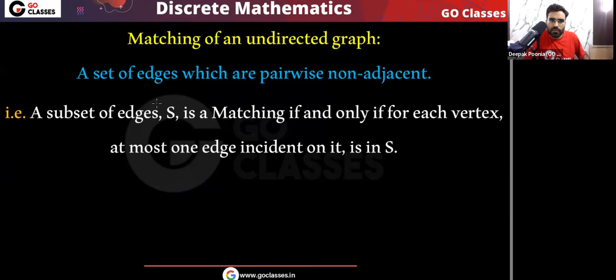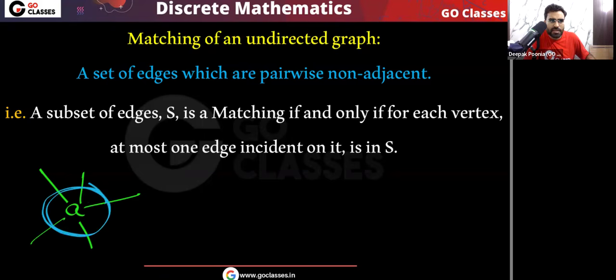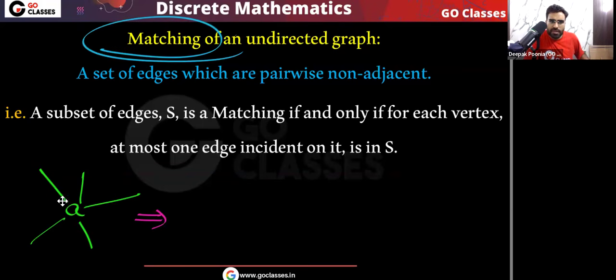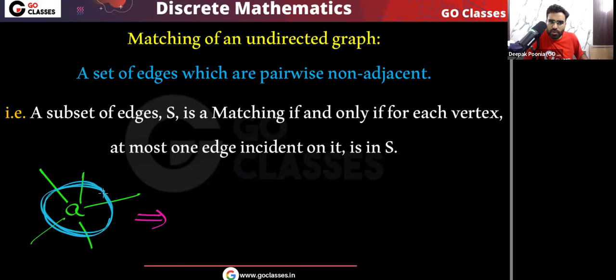So what it actually means, if you have a vertex, consider a vertex A. Let's assume this is the vertex A, and these are the edges that are incident on A. Now you tell me, in the matching, can you take more than one edge that is incident on A? Very simple question I am asking: this is your vertex A, and these are the edges that are incident on A. So in any matching, whatever matching you are creating, can you take more than one edge incident on A? Can I take, for example, these two edges in the matching?